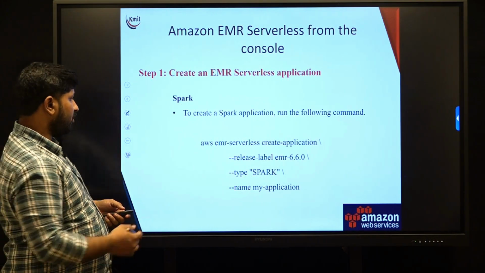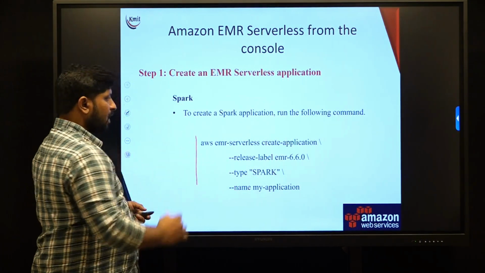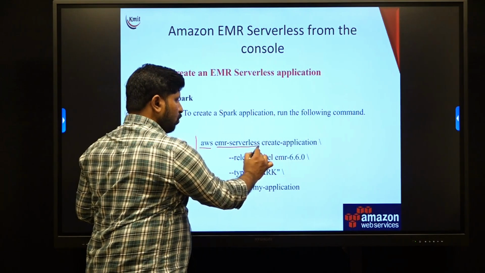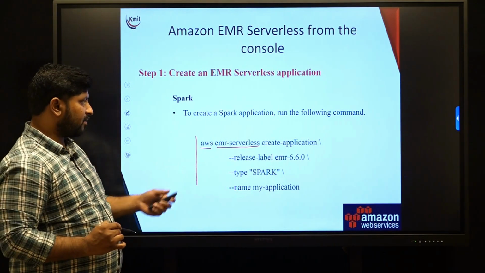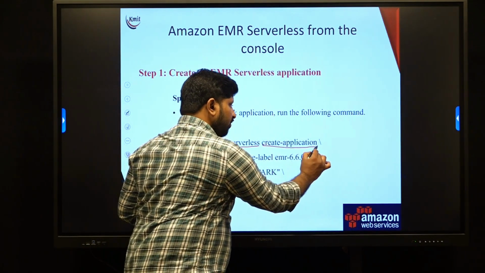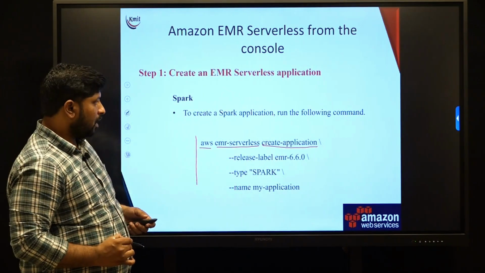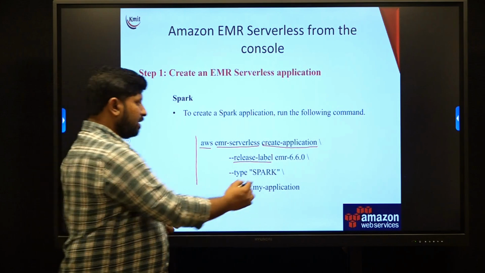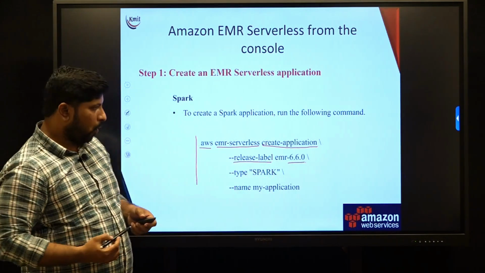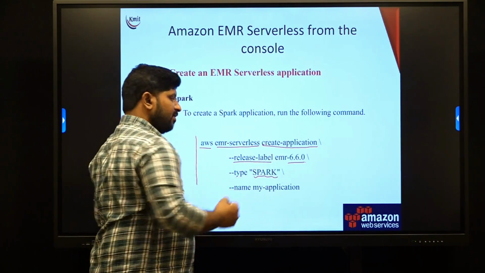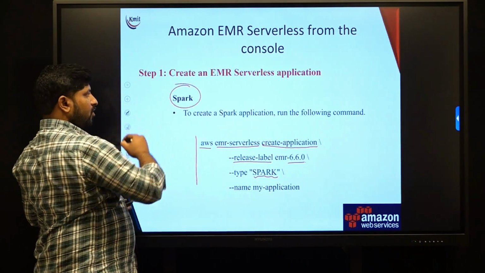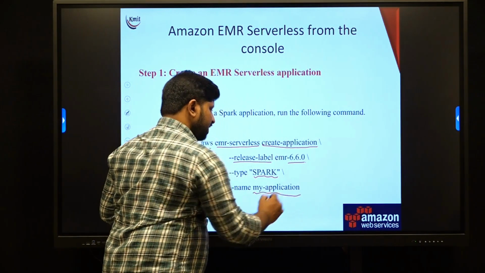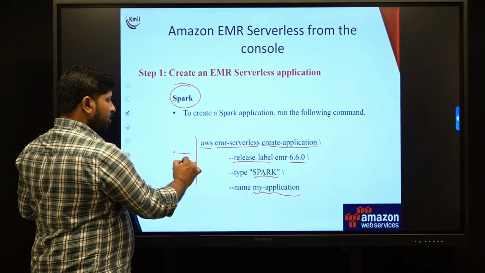So, if you are working with Spark, the command looks like this, where aws is the prefix for AWS CLI. We want to work with the service emr-serverless, and what we want to perform is to create an application. Along with that, the release version of EMR Serverless, here we have mentioned as 6.6.0, and the type, which means I will be using Spark, because if you are working with Spark, then the type should be Spark, the framework, and I am naming my application as my-application. This is the command which you have to execute on the CLI.